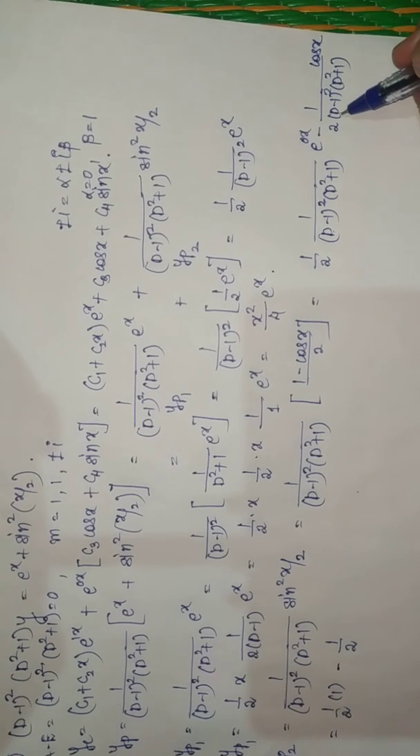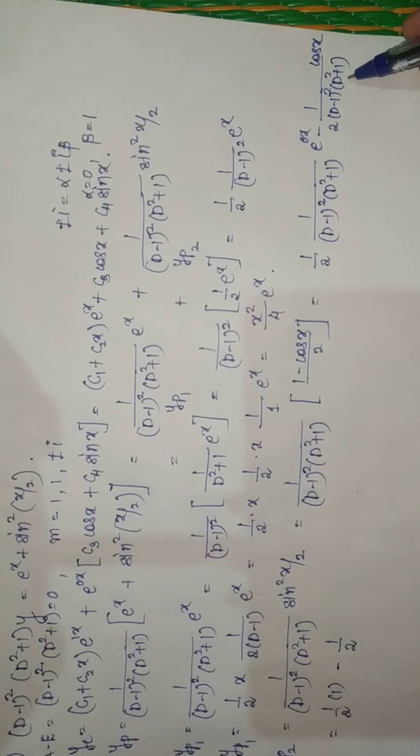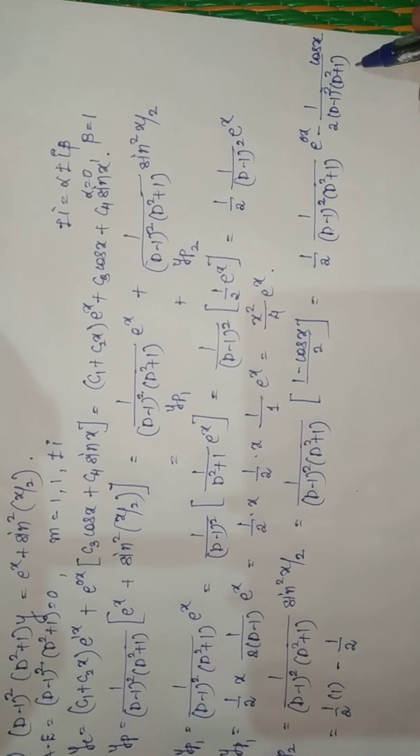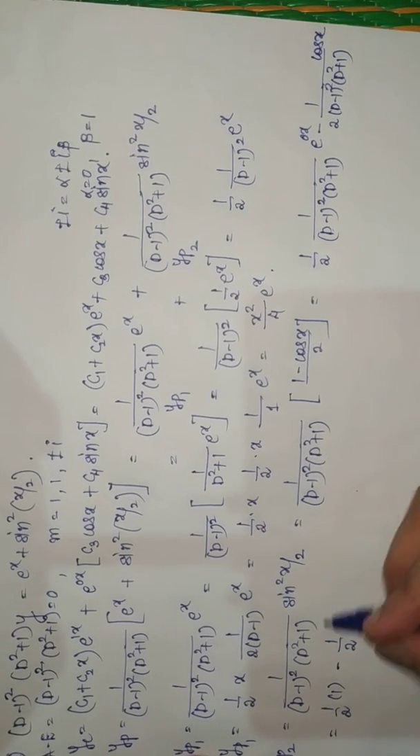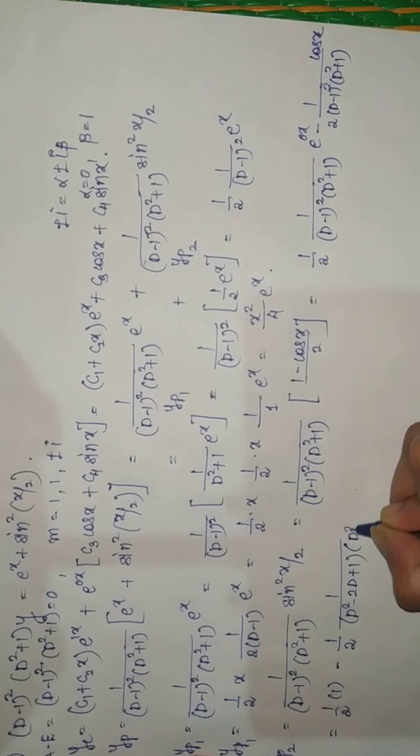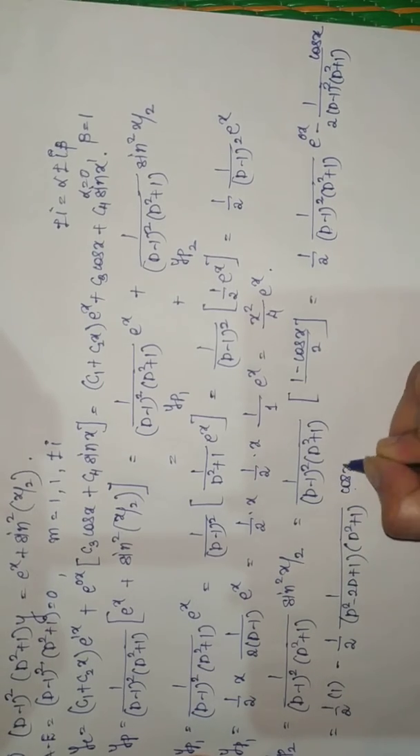Now if I replace, see, (d minus 1) the whole square, d square plus 1, this also has a d square term involved. If I replace d square as minus a square, that means we have to replace d square as minus 1. But the denominator goes 0. So whenever the denominator goes 0, we are going to multiply by x and take the derivative of the denominator. Taking the derivative of this whole term will be a bit difficult. So what we'll do? We will open the bracket and after that we will use the rule. So let's open it. What we'll get? (d square minus 2d plus 1) into (d square plus 1) over cos x.